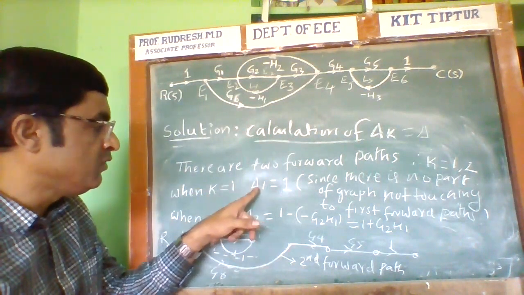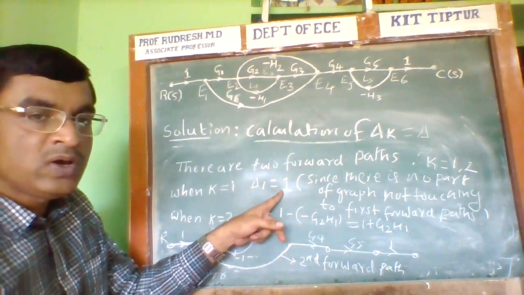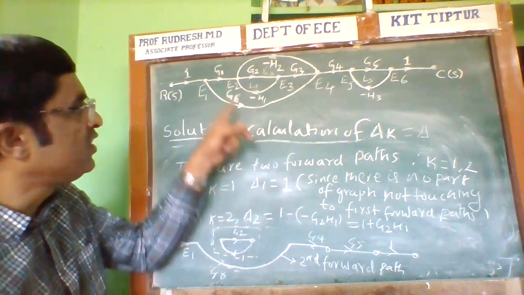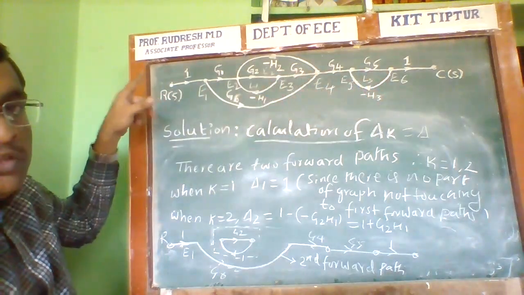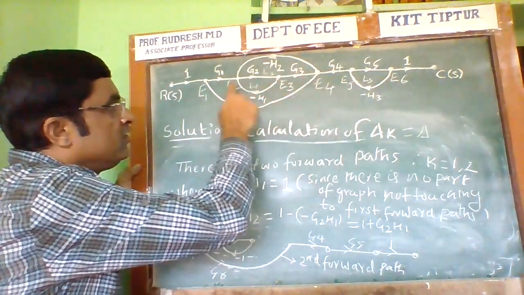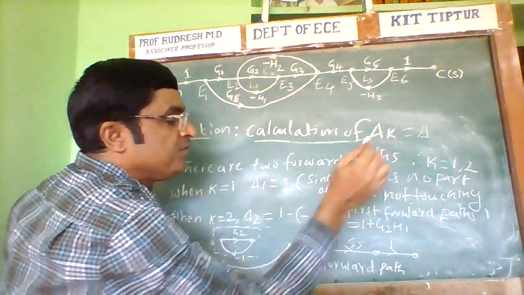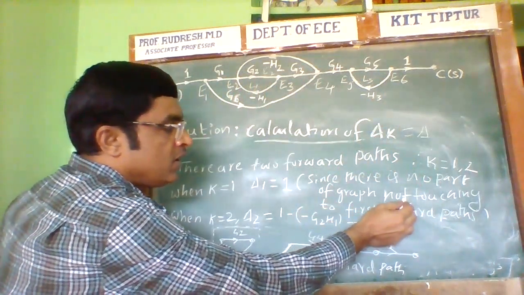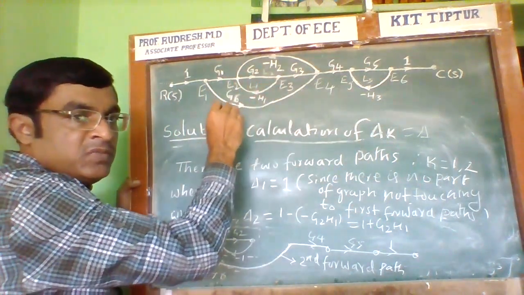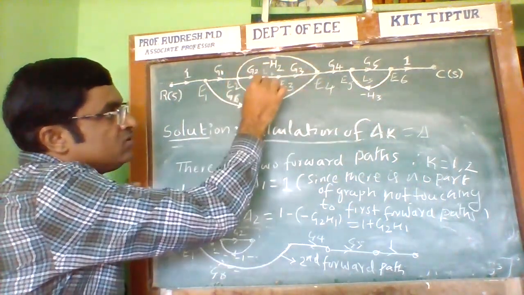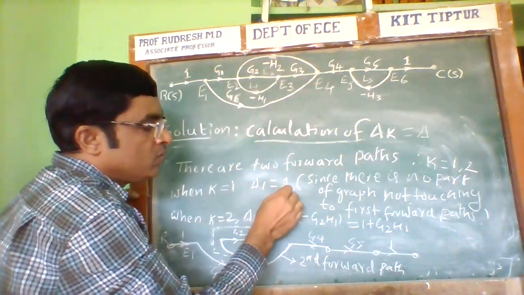Therefore, delta 1 is equal to 1. I have written this because, for the first forward path, which is this one here, there is no part of the graph not touching the first forward path. All the parts of the graph are touching the first forward path. Therefore, delta 1 is equal to delta.